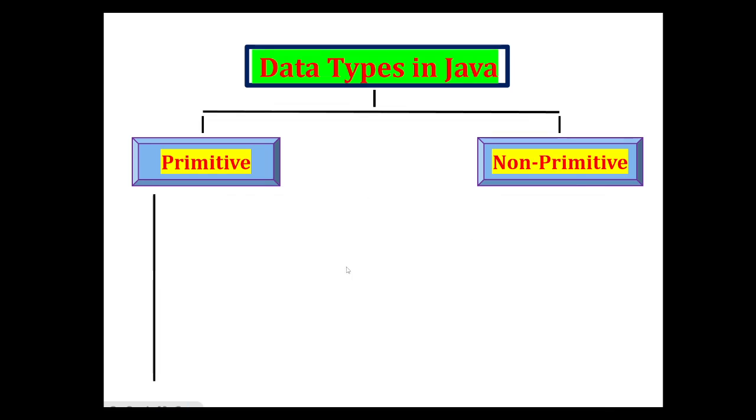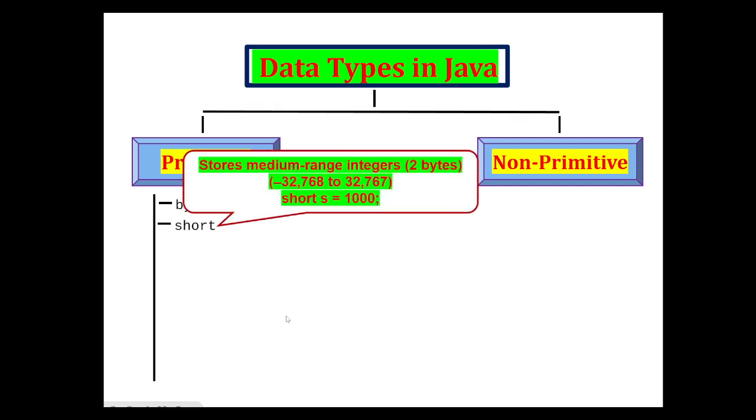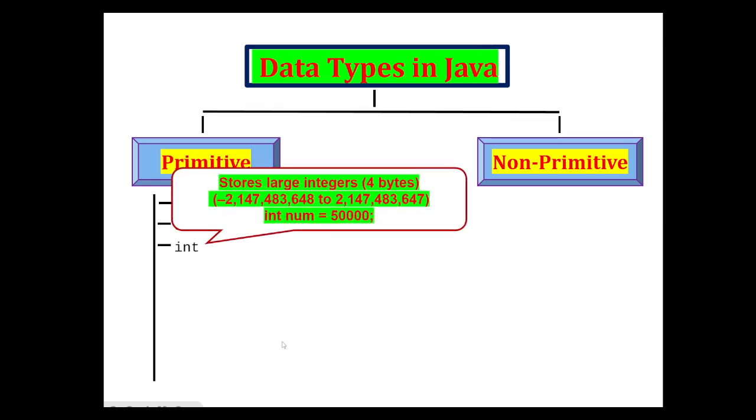Now let us understand what are the different types of data types which are part of the primitive data type. First one is byte which stores small integers of size 1 byte, and this is the range of that, and we can declare it like this one: byte b is equal to 100. Next is short which is a medium range integer of 2 bytes, and we can declare it using this one: short s is equal to 1000. Next is the integer, int data type, which stores large integers of 4 bytes, and this is the range of integer, and we can declare the int variable like int num is equal to some value.